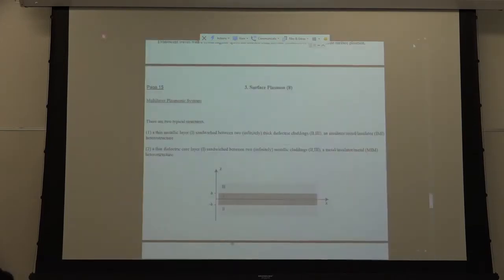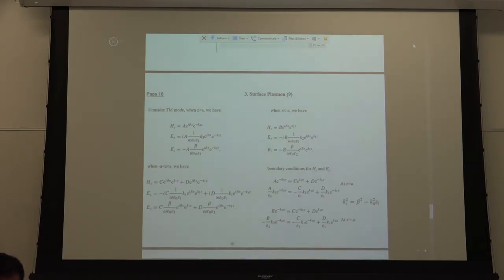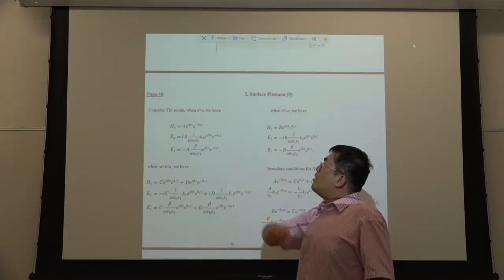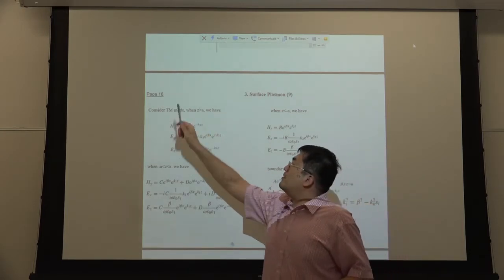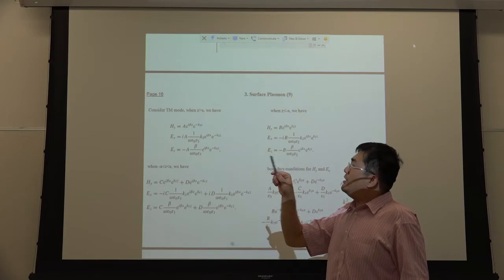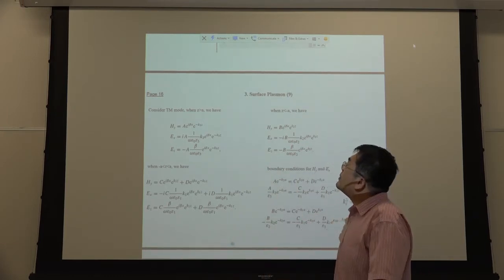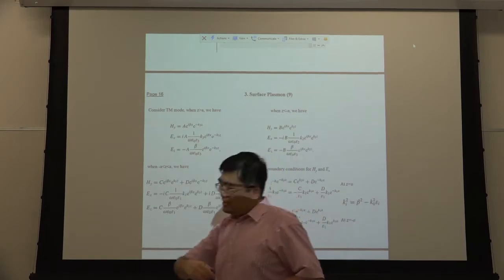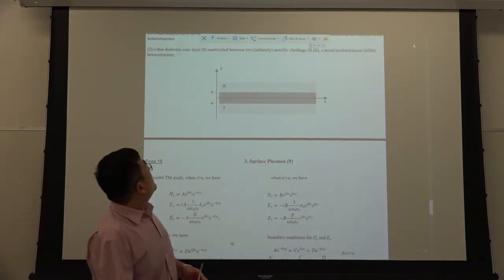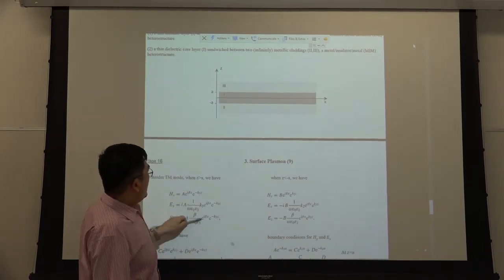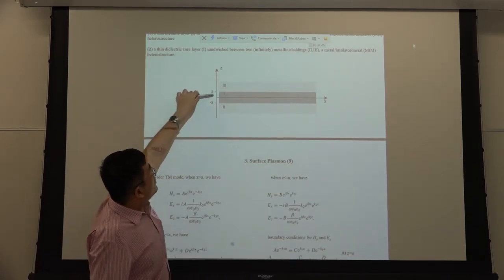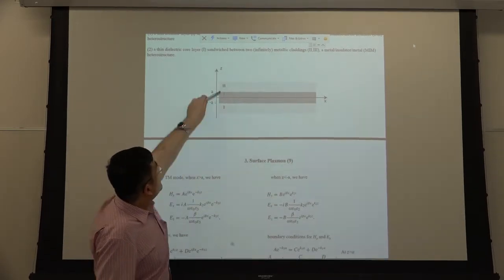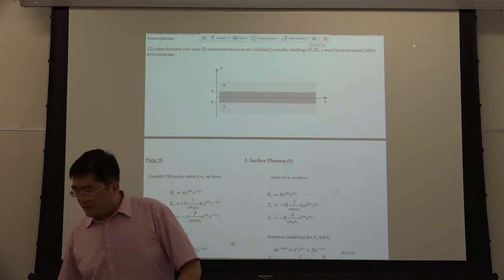Mathematically, we can get this dispersion relation. I will move quickly because this is easy to derive. First, we assume TM mode, because only TM mode can excite the surface plasmon, since TM mode has surface charge, because n dot D is not equal to zero. So we can assume Hy, Ex, and Ez when z is larger than a. This is region 1. Beta is the tangential wave number, the same in all regions. The field decays along the z direction, with e to the minus k3z.